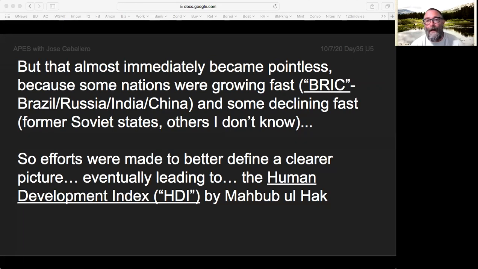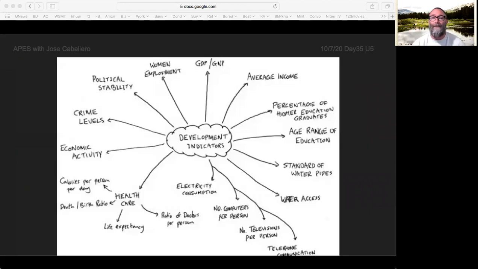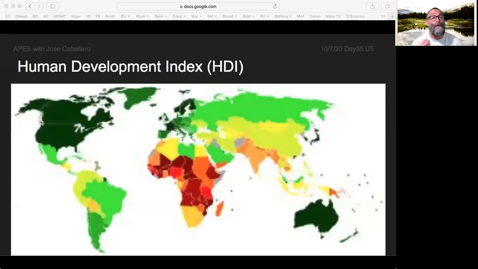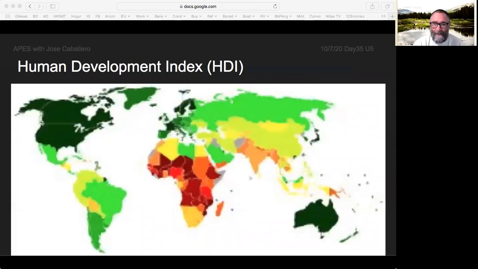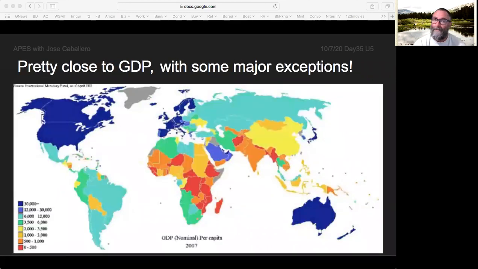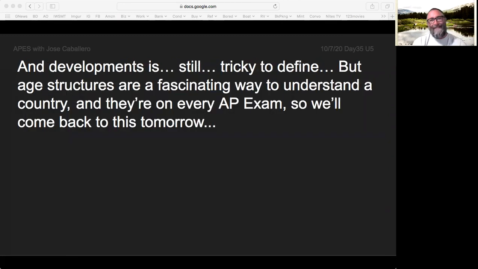And this dude named Mahbub ul Haq, a Pakistani economist, started to define development more carefully, invented all these cool equations, and came up with this thing called the Human Development Index. You have to know that. It's a term. It's pretty close to gross domestic product. You can see that the countries with a high development index tend to be the countries that have more money per person, but there are some major exceptions. And this is a tricky thing to define. Development is still tricky.